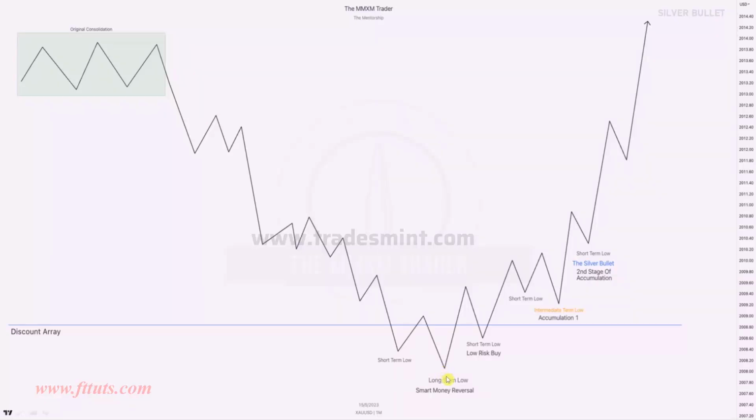So looking at all the lows and highs being formed around in this area, we can see this is a long-term low. Now why is this a long-term low? It's the extreme low in this whole range, and it has a short-term low to the left of it and a short-term low to the right of it. So this is a short-term low.